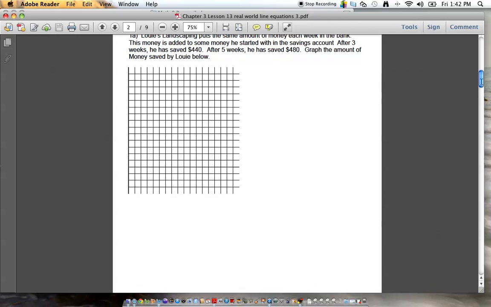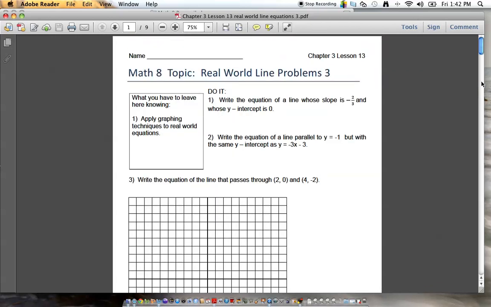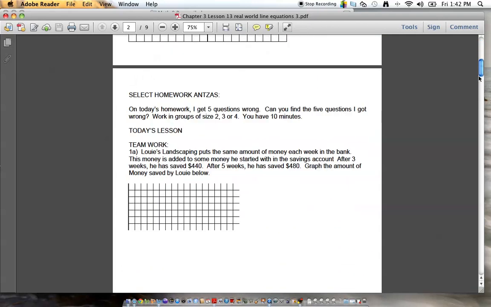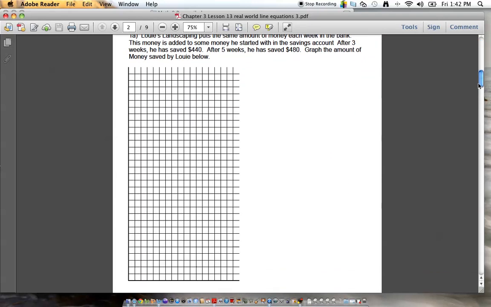Feel free to talk to someone sitting around you if you want. I'm actually going to do just like before and graph it on paper and scan it in and then get it back over there.